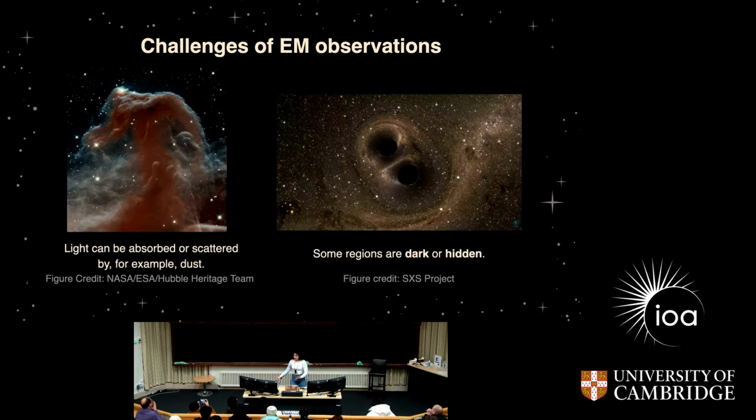And another big problem is that some regions just don't give off light, or that light is just inaccessible to us because of some laws of physics. An example of this is black holes. Literally, by definition, light cannot escape these black holes, so it wouldn't be able to reach us. Or, for example, the very, very early universe, when the universe was opaque to electromagnetic radiation, so electromagnetic radiation could just never escape to reach us.